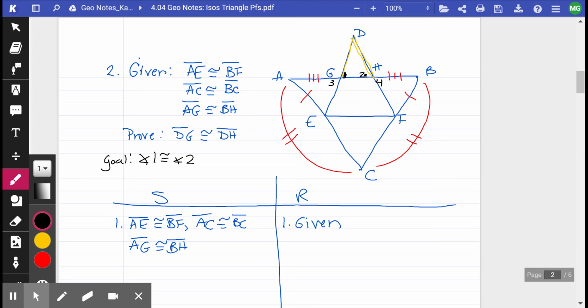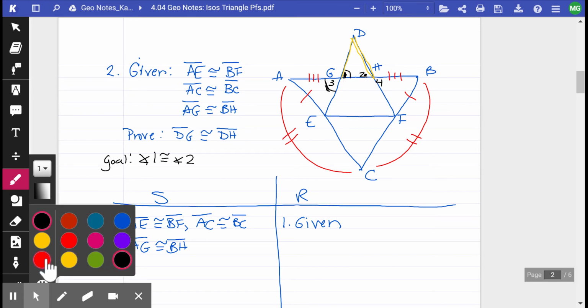Let's work back another step. So my goal now is to get 1 and 2 congruent. How do I get 1 and 2 congruent? All right, not a whole lot going on here, but I do see some vertical angles. So what if I get my vertical angles congruent, 1 and 3, and I can get 2 and 4 congruent? Okay, but I need 1 and 2 to be congruent to each other. I don't have 3 and 4 congruent yet. So how could I get 3 and 4 to be congruent?